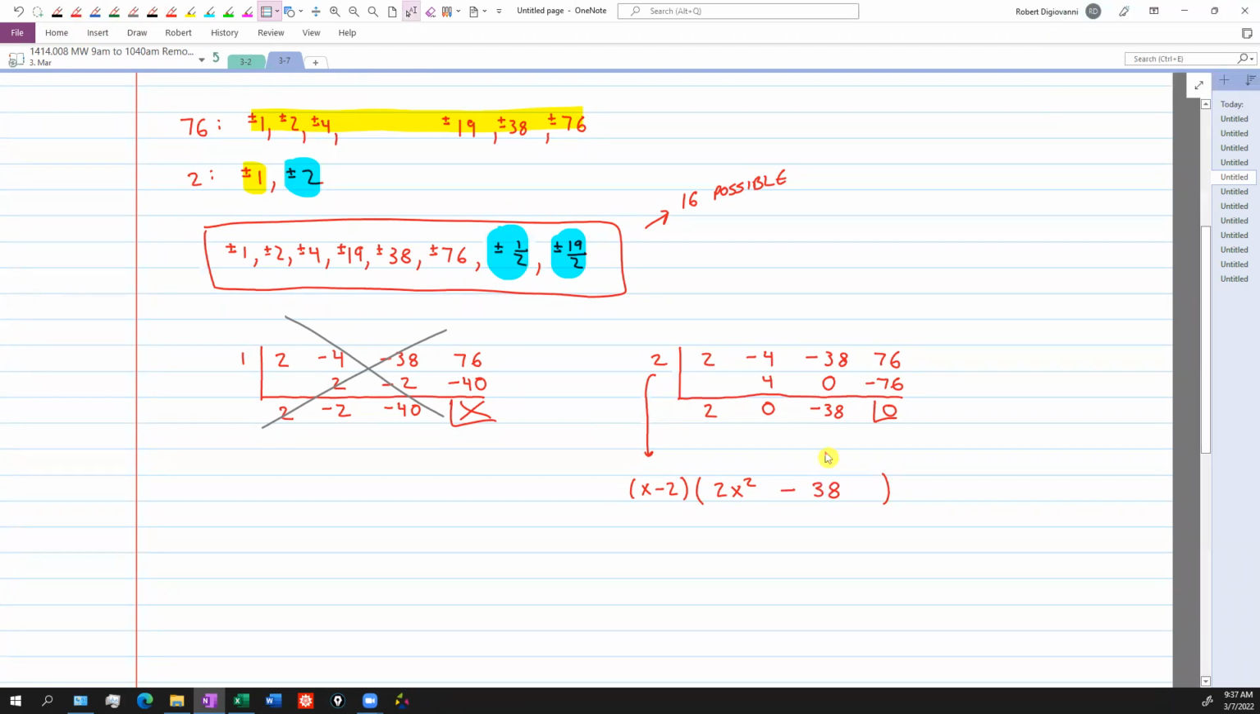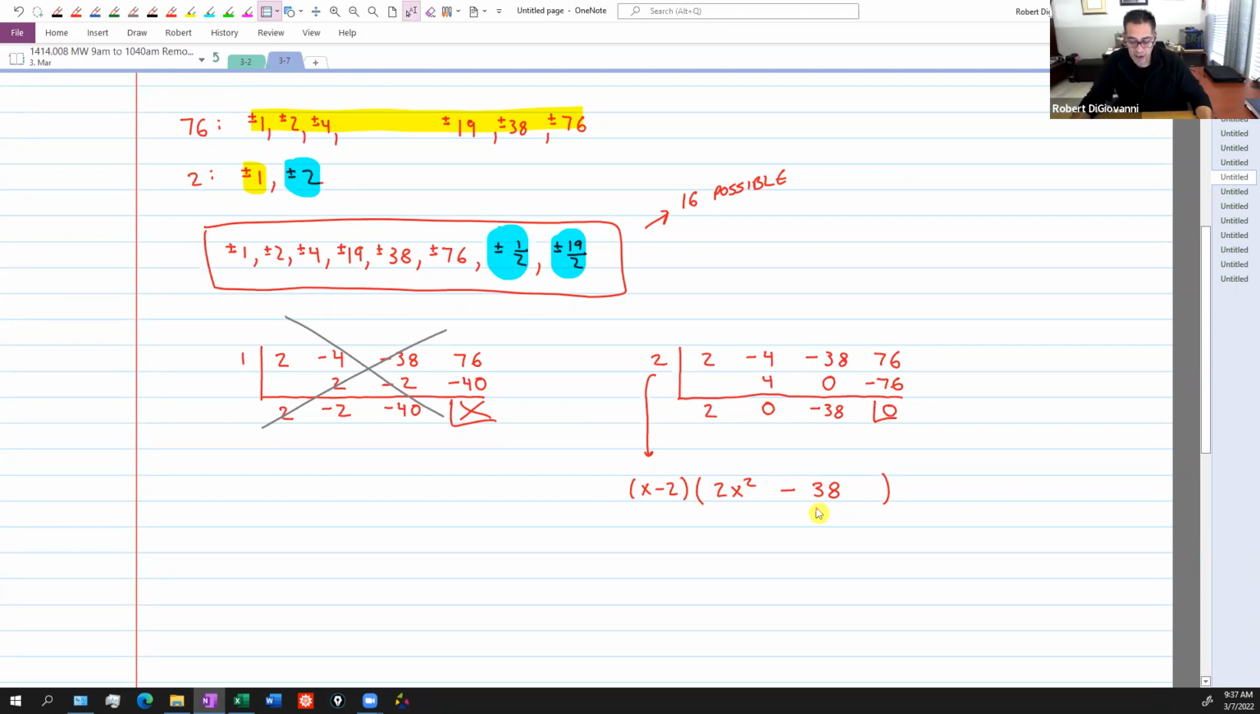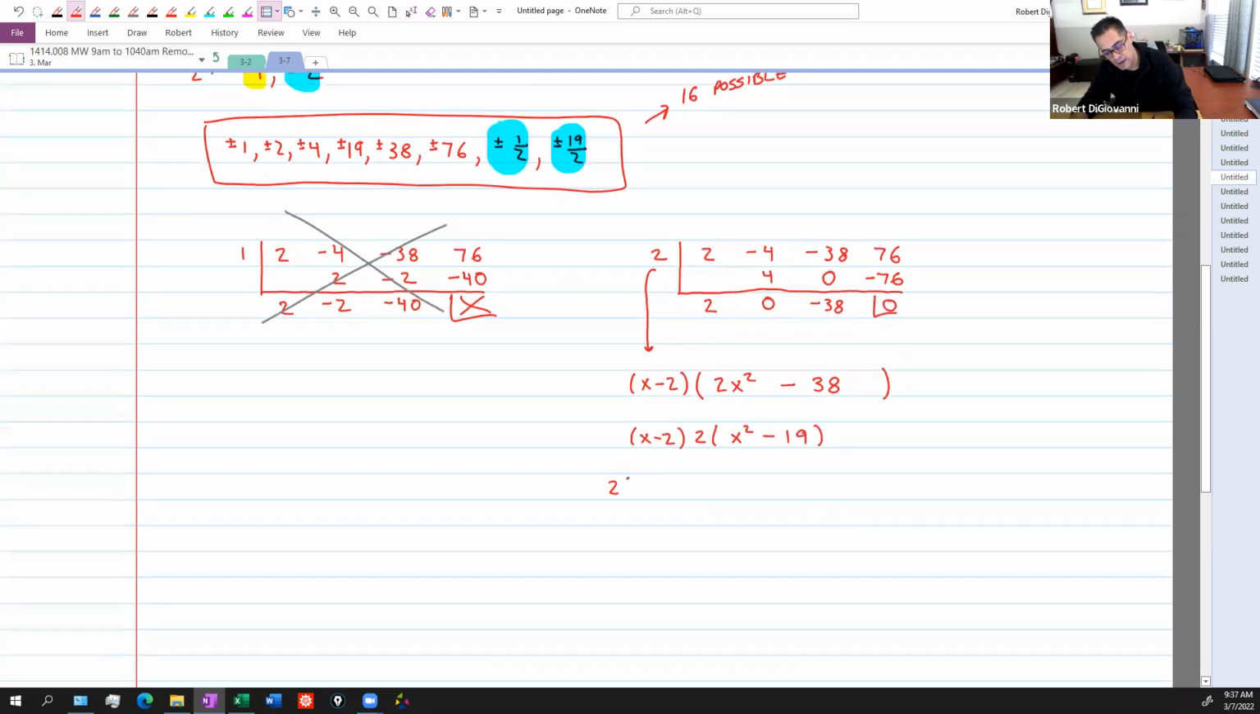That's where we are so far. Now, you might say this looks completely factored, but notice that on this one, I can pull a 2 out. Watch. Let's see, half of 38, I believe that's 19. Okay, so I can pull the 2 out in front: 2 times (x minus 2)(x squared minus 19).